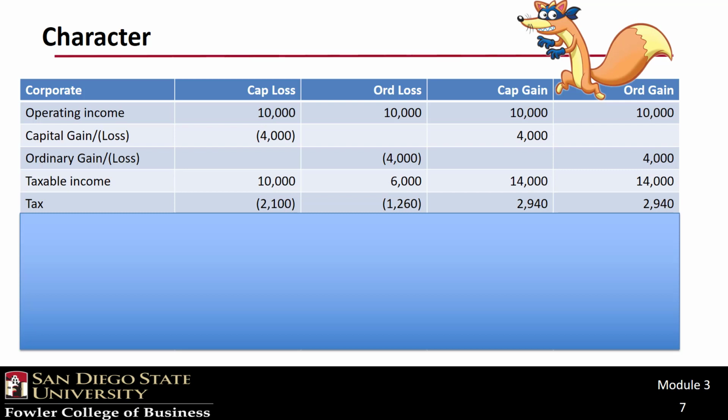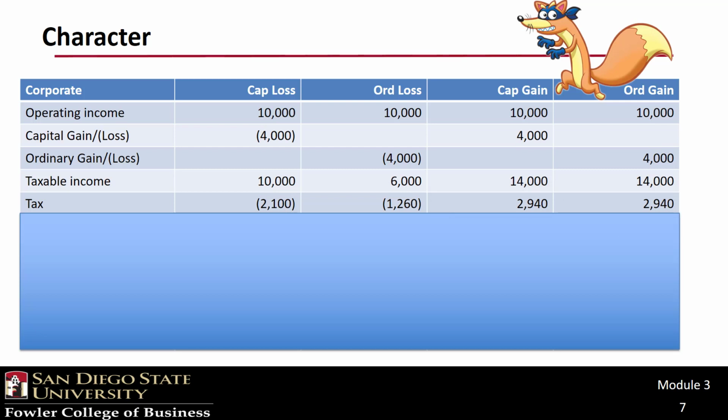You can see in the first column that a capital loss provides no net benefit to a corporation. Because the corporation cannot offset its ordinary income, it will have to carry the cap loss either back or forward. In the second column, the ordinary loss can offset ordinary income and thus benefits the corporation. In the third column, the capital gain is treated like any other income by the corporation and is taxed at ordinary rates, which means there's no real difference between the third and fourth columns.